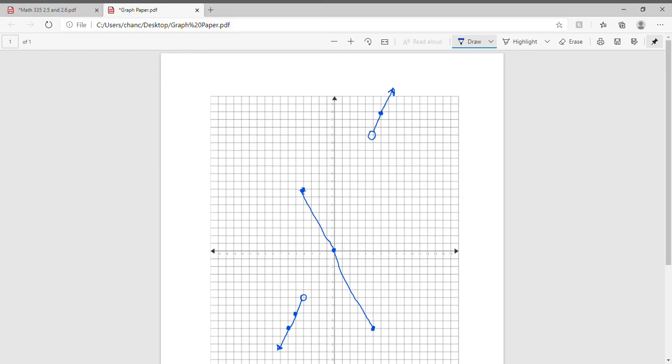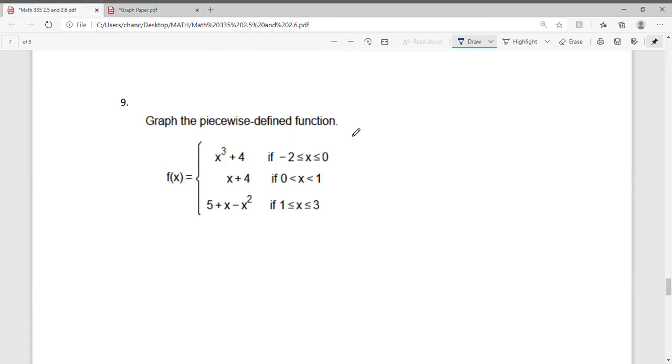We have a line with an open circle at -4 for the x, and then we have another line in the middle with both closed circles, and a line on the right with an open circle here at the endpoint. Question 9. Let's graph another piecewise function, f of x equals x cubed plus 4 if we have x between -2 and 0, x plus 4 if x is between 0 and 1, not including the endpoints, and 5 plus x minus x squared if x is between 1 and 3, including the endpoints.